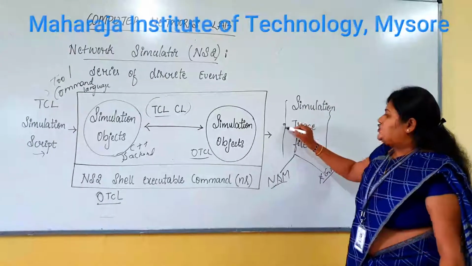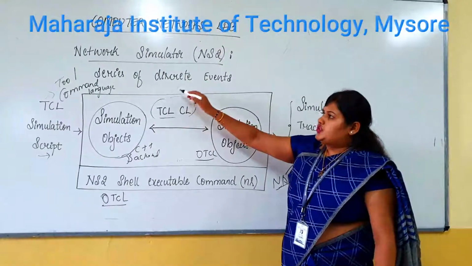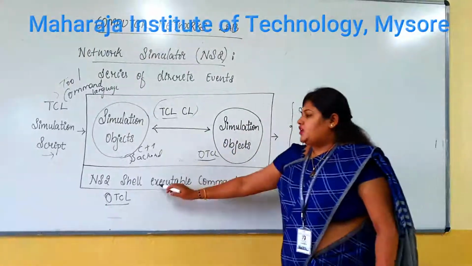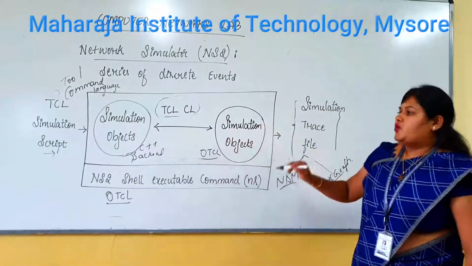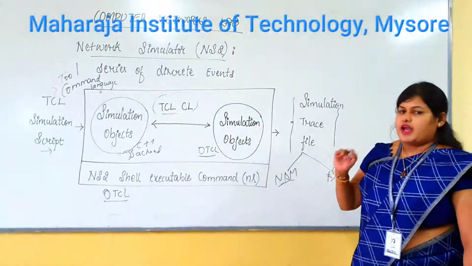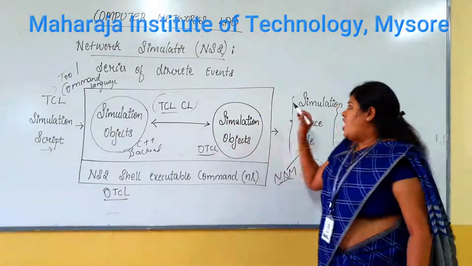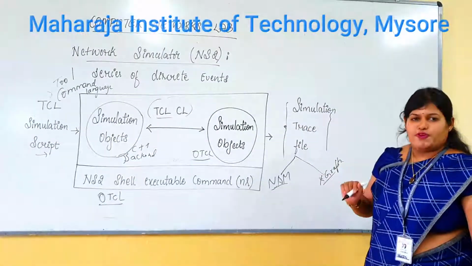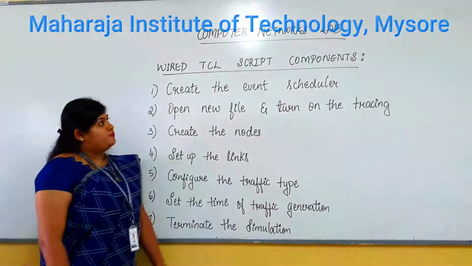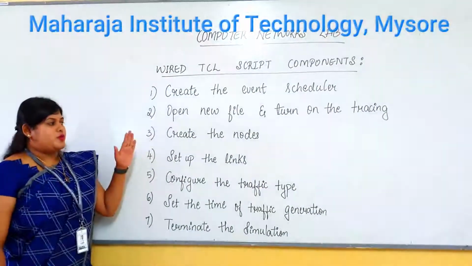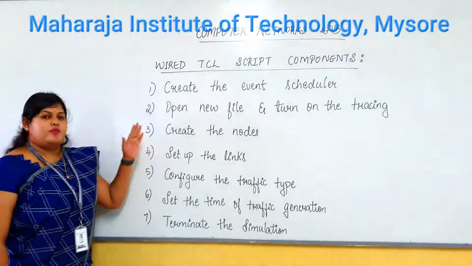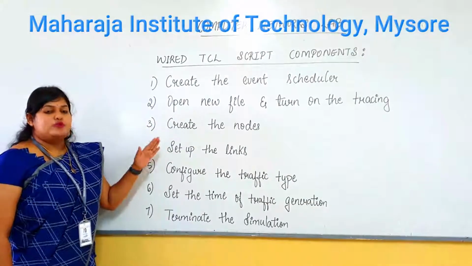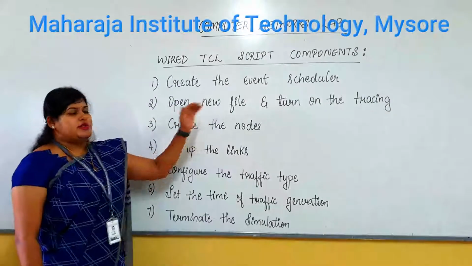So this is how the architecture of the NS2 plays its role. Accordingly, we need to analyze how we are going to write the tool command language script, and how we are going to trace the file in order to observe the executable files. Next, you need to know the procedure to write the TCL program and how to run it, and what the actual steps are to be followed in each of the script components.